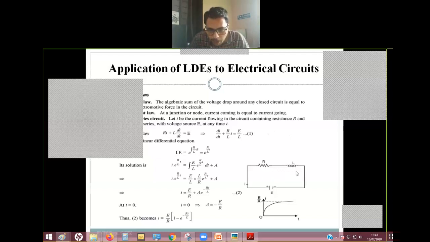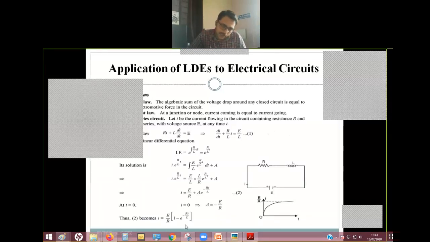That's why the E by RL or EL by R term is not there. Only E by R is there. So the maximum value will always be decided by E and R in the case of an RL circuit. And hence this equation.